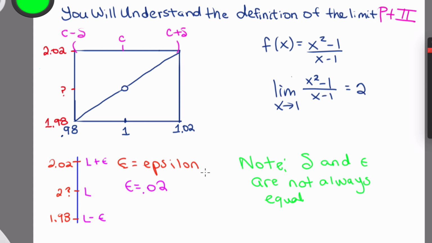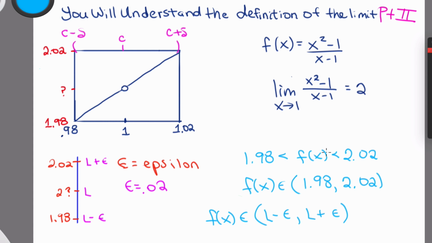One thing to note is that delta and epsilon are not always the same. They can be different, and in fact, they usually are different. In interval notation, we have this. Outputs, f of x, are between 1.98 and 2.02.